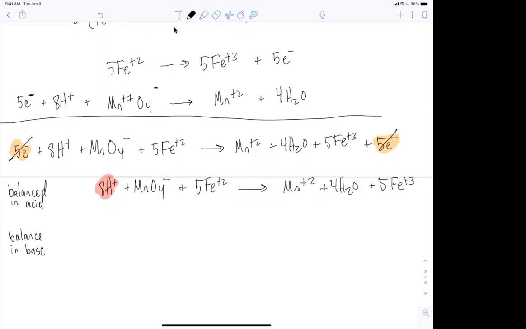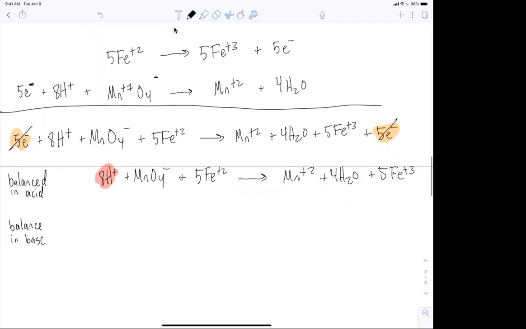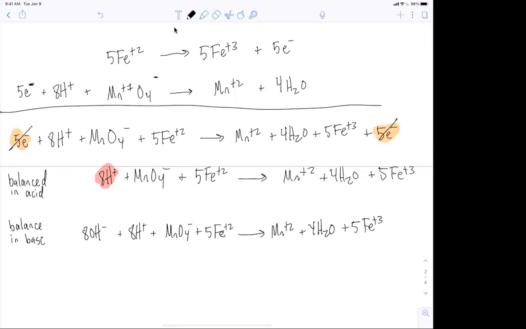So what we'll do is you add an equal number of OH minuses to whatever the H plus is to both sides of the equation. So I'm going to add 8 OH minuses to the left-hand side of the equation. And I'm going to add 8 OH minuses to the right hand side of the equation.